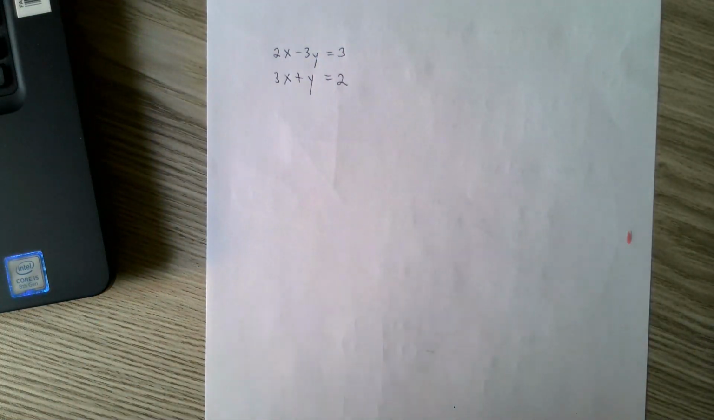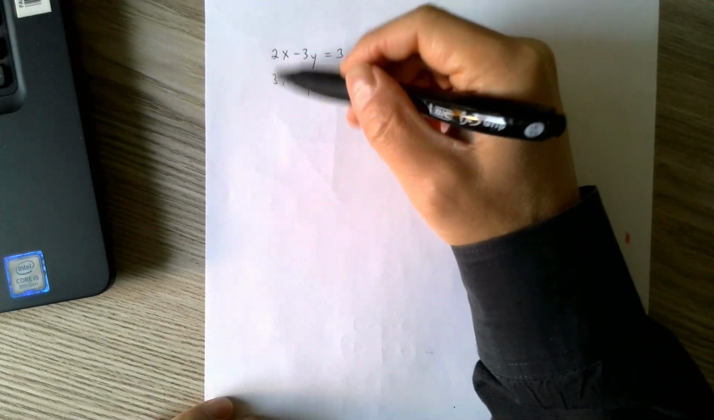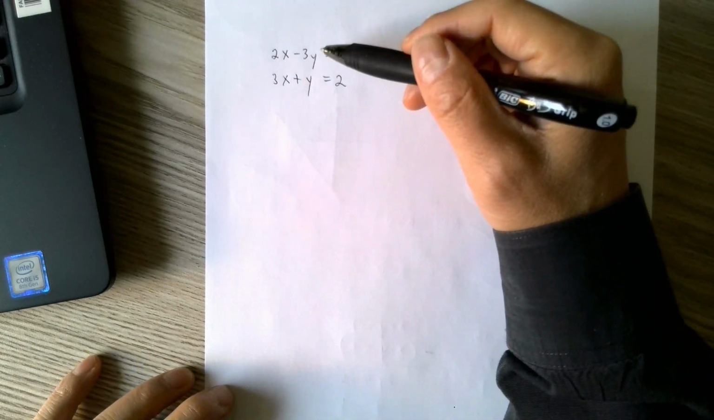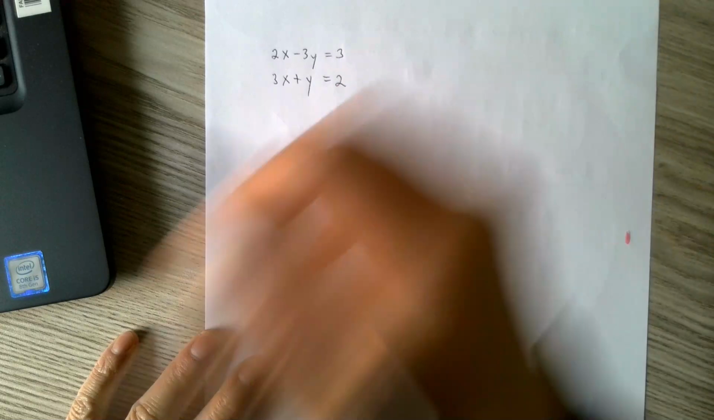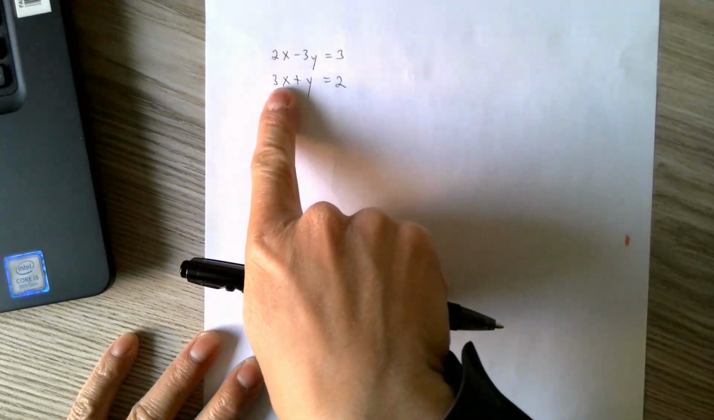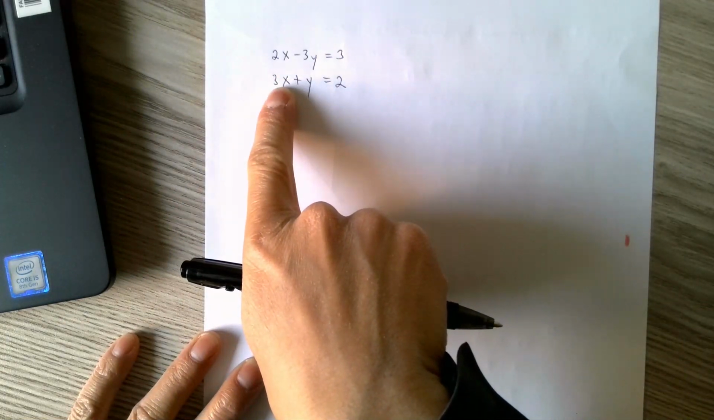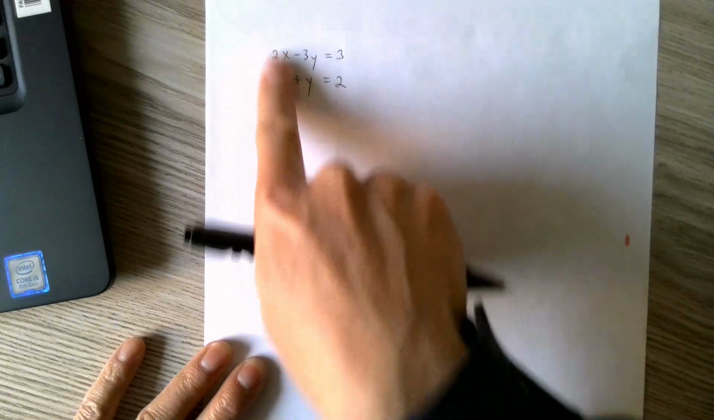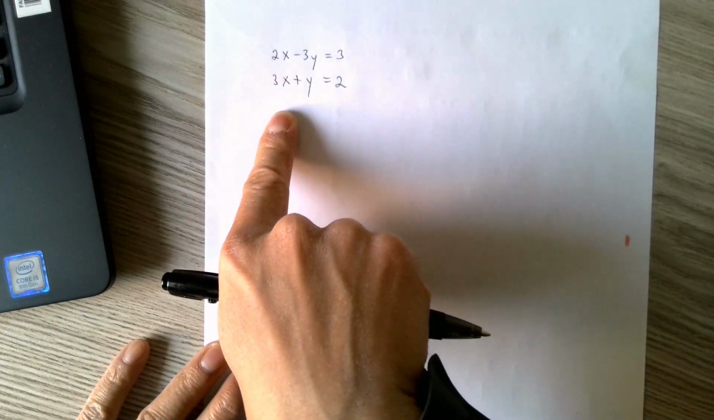Okay, so I have 2x minus 3y equals 3 and 3x plus y equals 2. As you can see, the coefficients for the x terms are not the same. Neither are the coefficients for the y terms. Okay, let's say I want the coefficients for the x's to be the same so that I can do my linear combination step and subtract so the x's disappear.